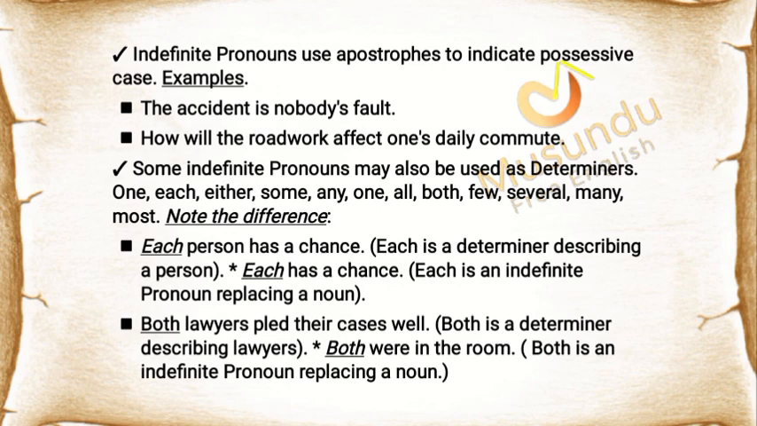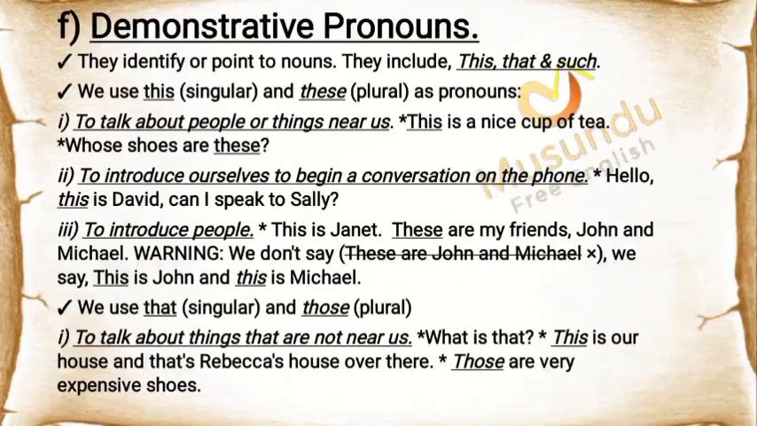Note the difference. Each person has a chance, each is a determiner describing a person. Each has a chance, each is an indefinite pronoun replacing a noun. Both lawyers pled their cases well, both is a determiner describing lawyers. Both were in the room, both is an indefinite pronoun replacing a noun.